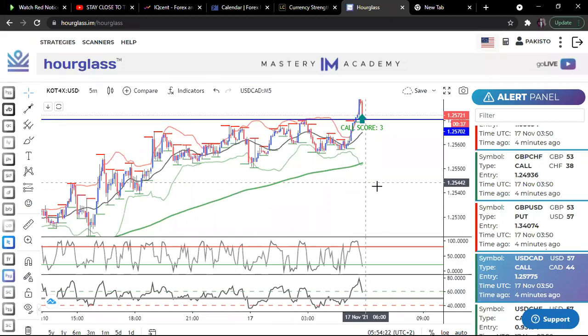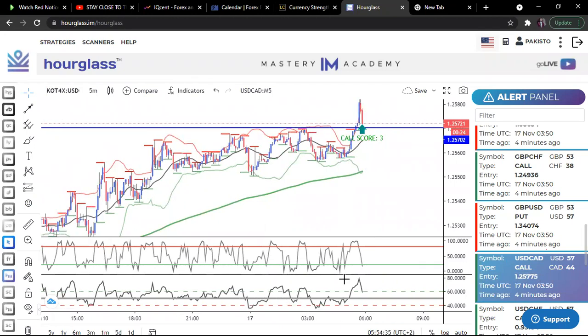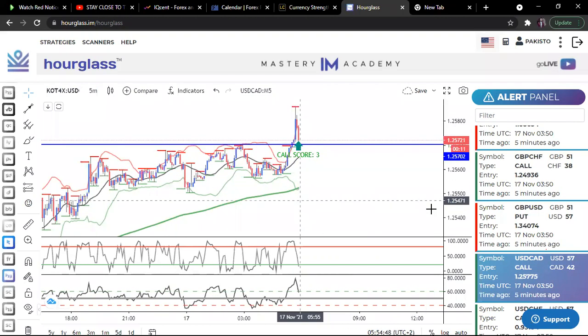We've got stochastic, and it is oversold at this current point in time. RSI is above the gray line, which is showing heavy bullish momentum to the upside. So we just have to be patient. This market might continue pushing up right now, and that's exactly what's happening.